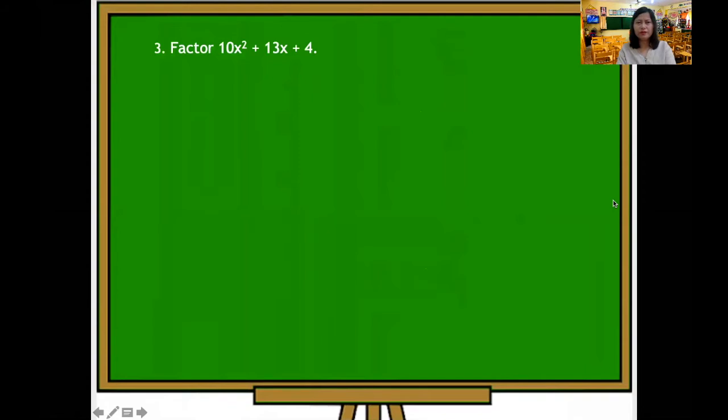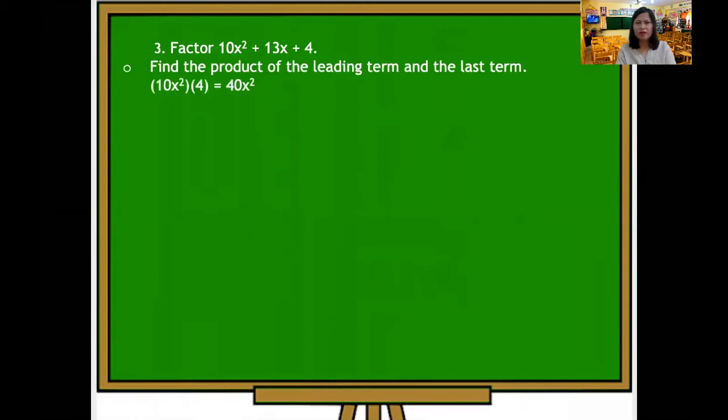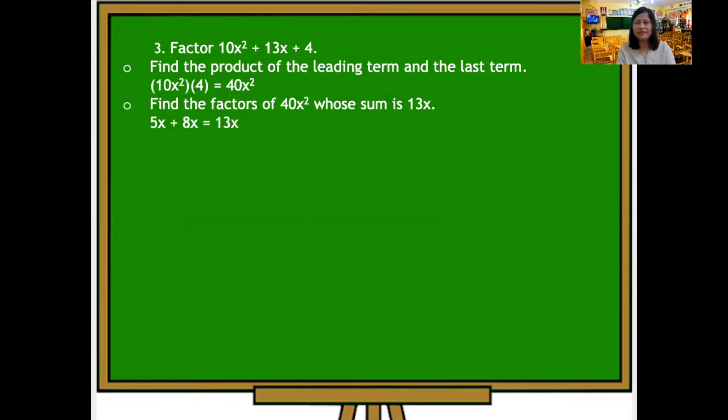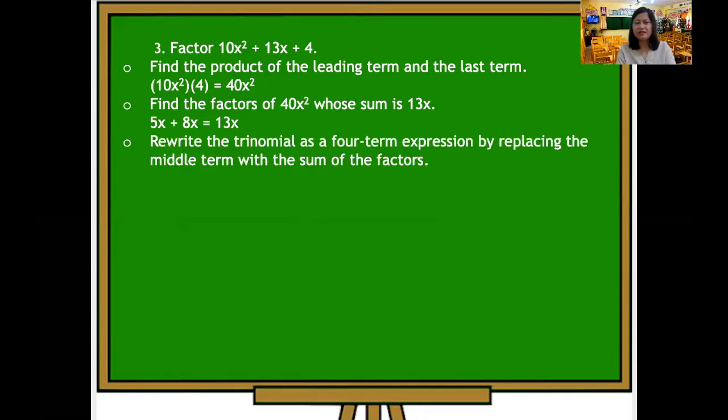Number 3, factor 10x squared plus 13x plus 4. So multiply 10x squared by 4. The product is 40x squared. We find the factors of 40x squared whose sum is 13x. We have 5x and 8x. 5x times 8x is 40x squared. And 5x plus 8x is 13x. Then we rewrite the trinomial as a four-term expression.